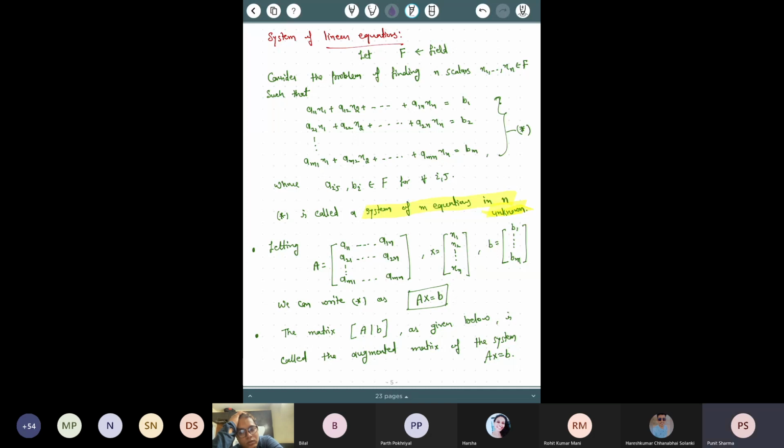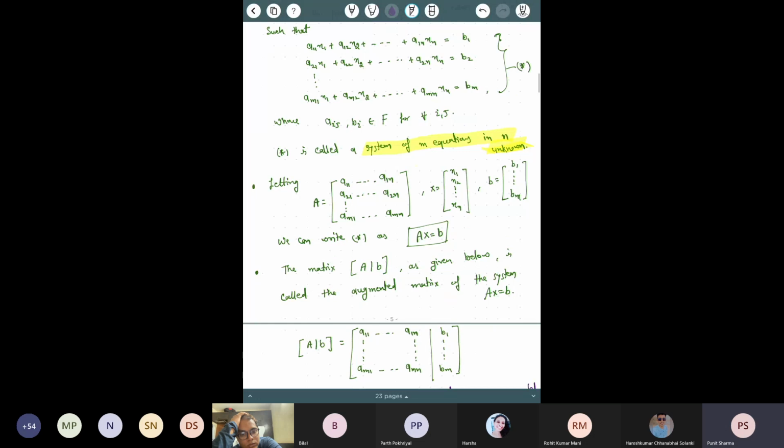Okay, so this kind of problem we call the problem of solving a system of linear equations, and these equations star here, these m equations, are called a system of linear equations. A system of m equations in n unknowns. x1 to xn are called the unknowns in this system. Okay, let me just go through this terminology.